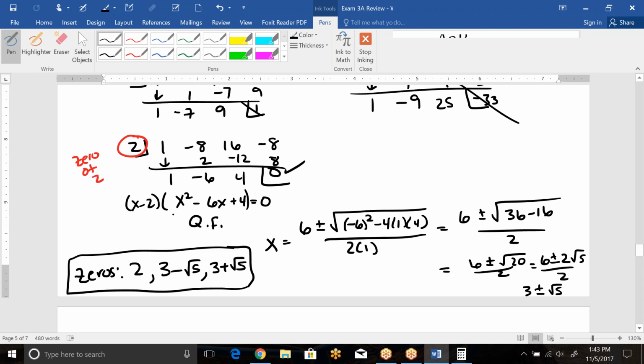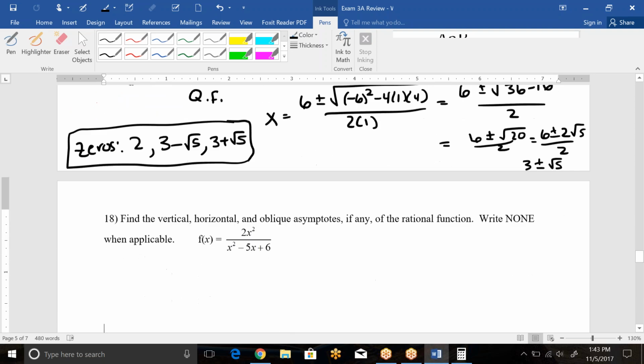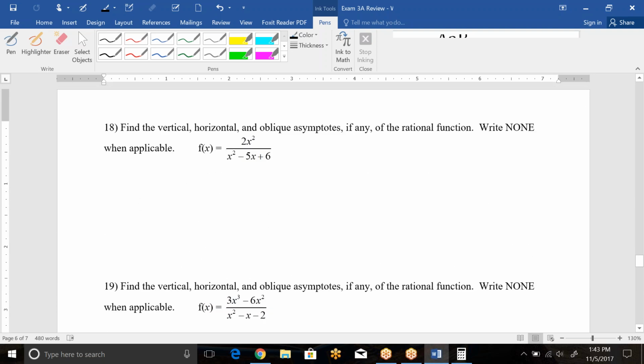So even though we're not testing you on that, that's good things to know and be aware of. Okay, so that puts us into our last group here of problems. These are from 4.5. Find the vertical, horizontal, and oblique asymptotes, if any, of the rational function. Write none when applicable. So we're looking for, do we have vertical asymptotes, horizontal asymptote, or oblique? Just kind of abbreviate that.